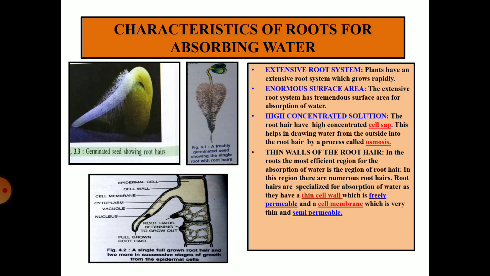You can see in the figure the root hair in different stages of its development, and you can see that the outer covering, that is the cell wall and the cell membrane, is very thin. The cell membrane is semi-permeable. But before we proceed, let us see the different types of membranes that are present.